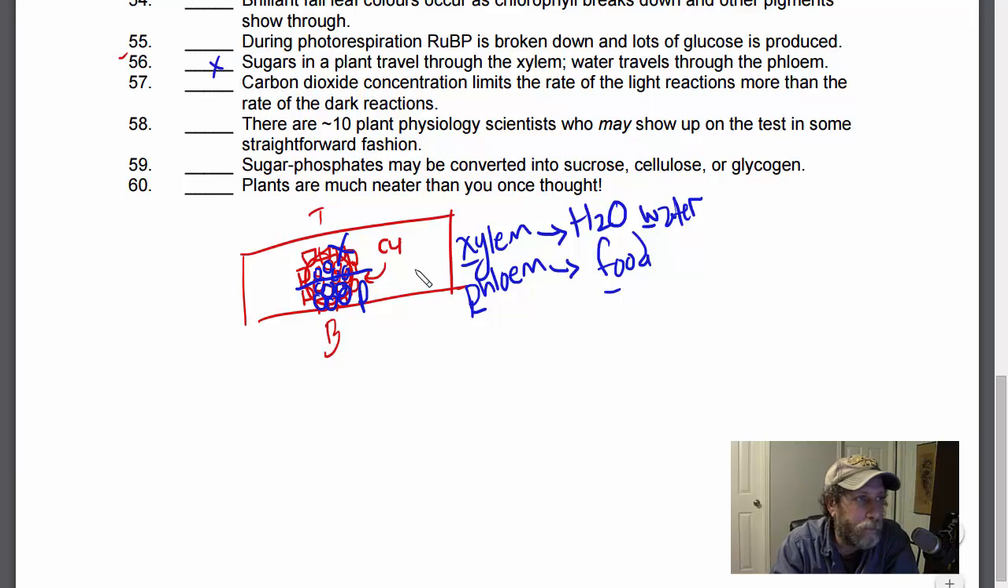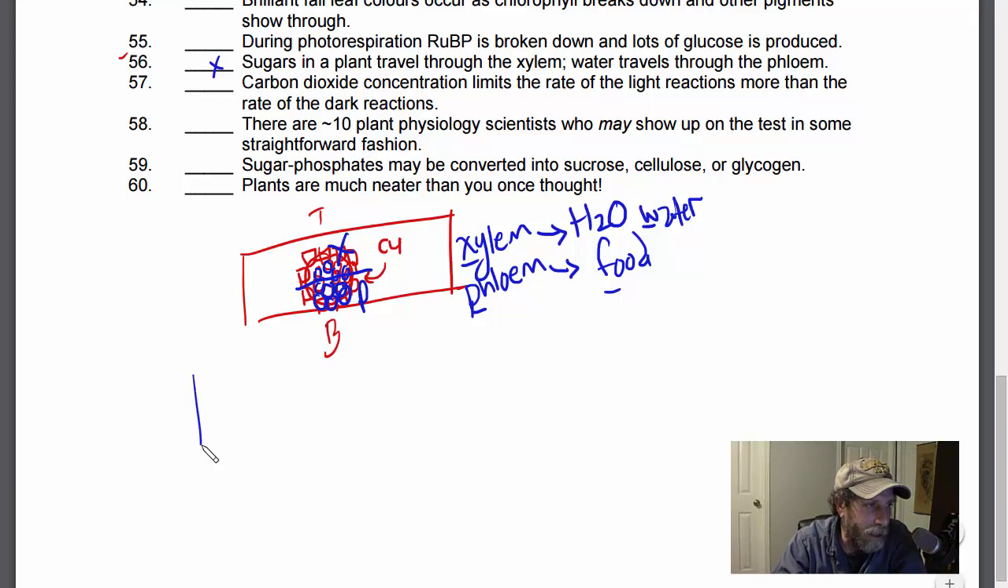I'll stick with blue. Carbon dioxide concentration limits the rate of the light reactions more than the rate of the dark reactions. What do you think about that? This comes from the factors affecting photosynthesis, and there's very little review of that here, so you will have to know that. But this is not true. Carbon dioxide is involved in the light-independent or dark reactions, right? The light reactions require sunlight. That's going to be a limiting factor. And they produce ATP and NADPH. So carbon dioxide really limits the dark reactions.